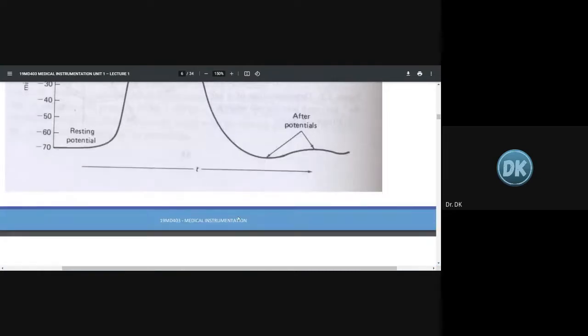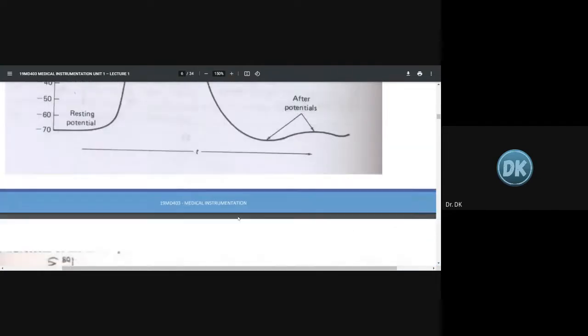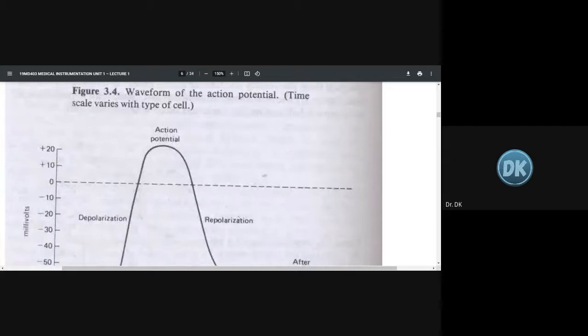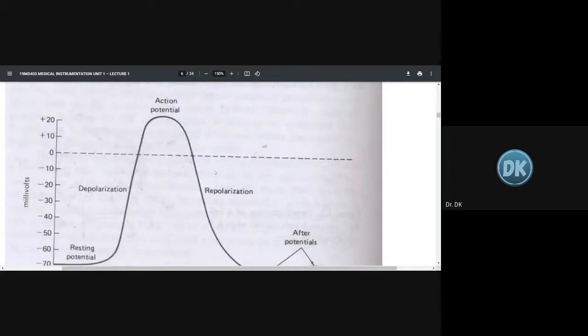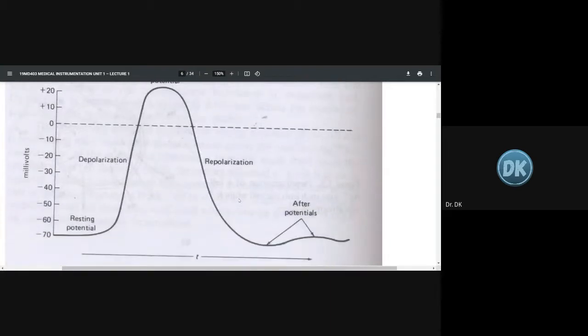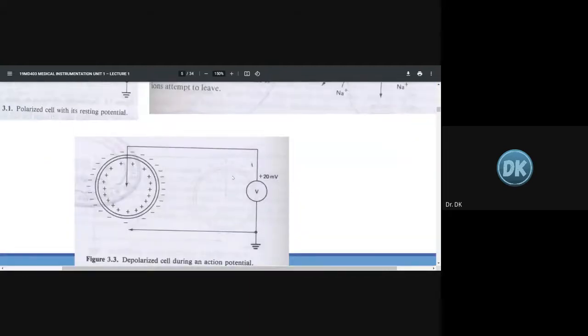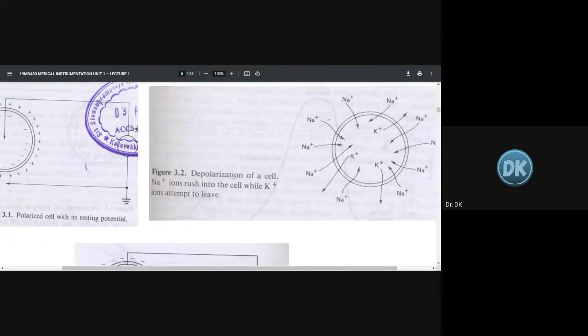So this is a very important question. Either you will get a question about action potential, or will be asked about depolarization and repolarization, or you will be asked a question about resting potential and membrane potential. Okay, so membrane potential is the difference at the cell membrane.